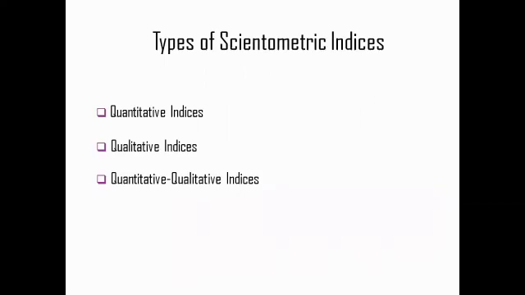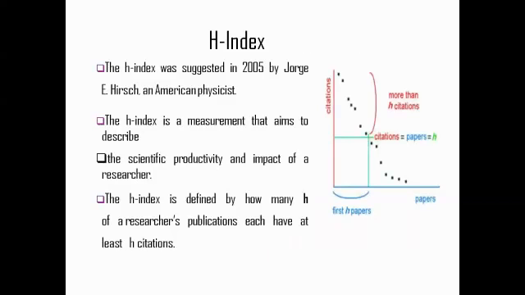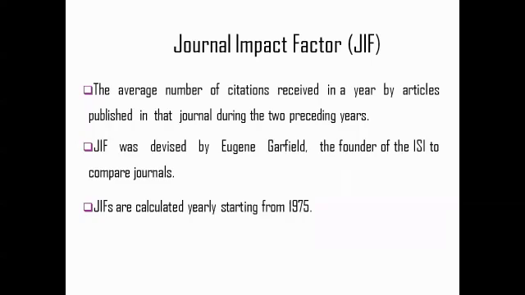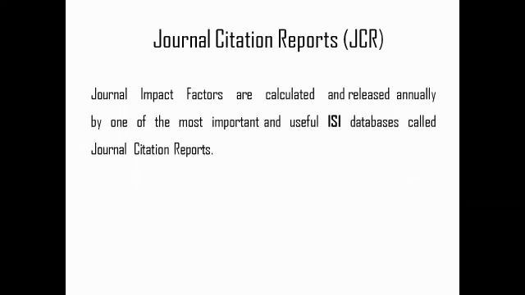And types of scientometric indices, like quantitative, qualitative, and both, can be combined. As I mentioned earlier, there are different kinds of indices that can be applied, like the H-index and the journal impact factor, JIF. How to calculate the journal impact factor for any journal is a very easy way; everyone can calculate it. And JCR is the Journal Citation Report.